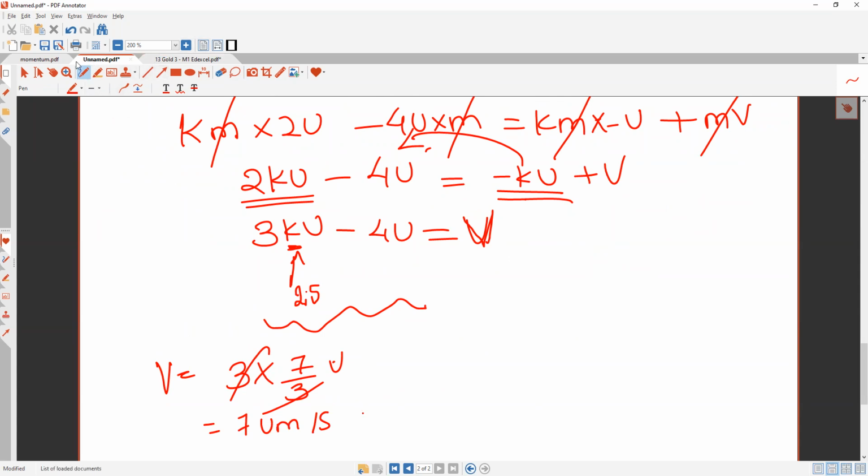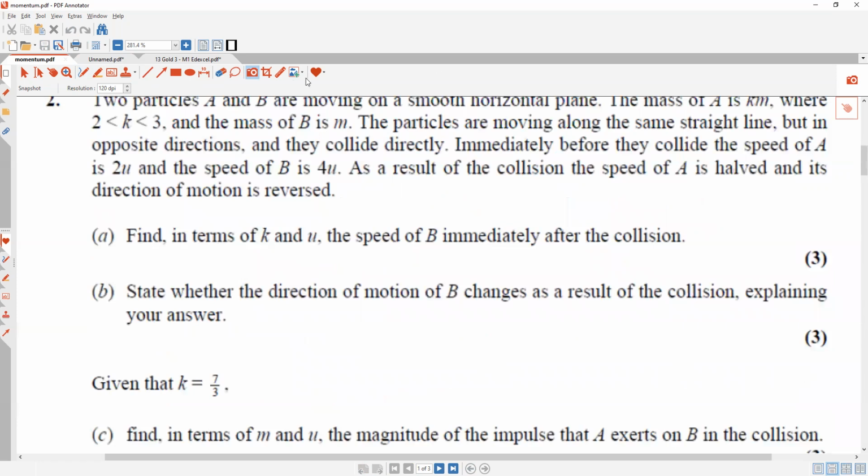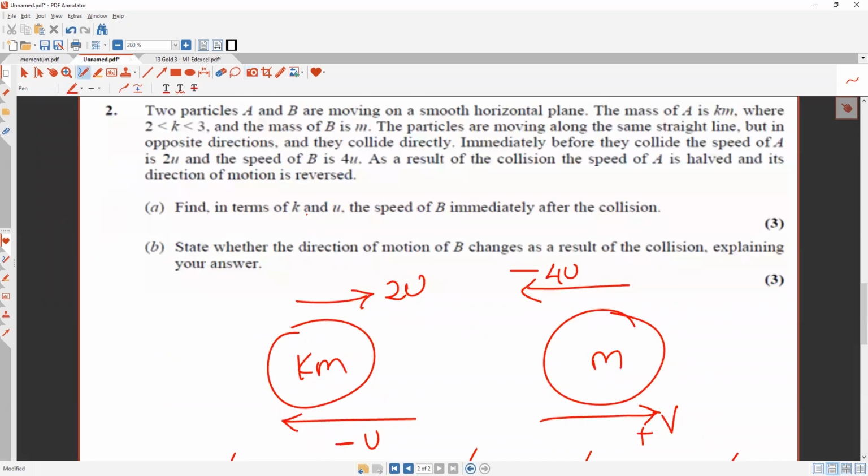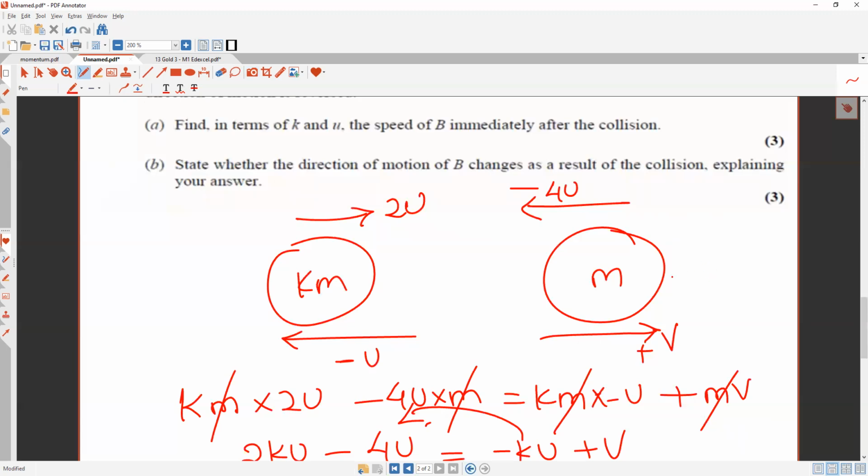What do they want from me? The impulse. Okay, A exerts on B. To be honest, it doesn't matter whether you are taking A or whether you are taking B. The impulse is always the same. Let me take B's impulse, for example. Let me take B's impulse. It an impulse to positive, that's why I took it. Positive impulse, and active value positive, active value negative.